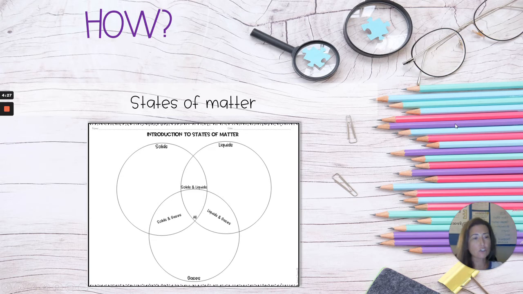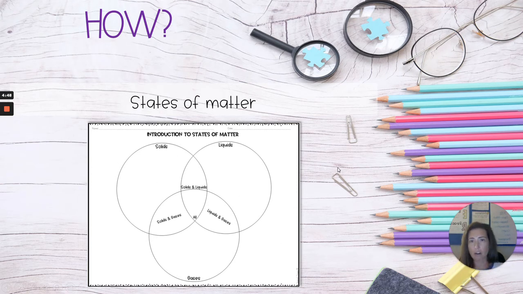So one of the first real units, I always say, we start with lab safety. We still do the scientific method. And then once we get into the crux of it, the states of matter is our first real unit. So when I'm introducing solids, liquids, and gases, I know this is a little much.